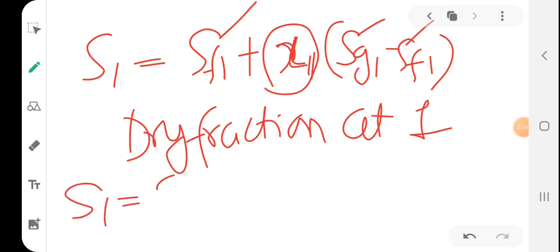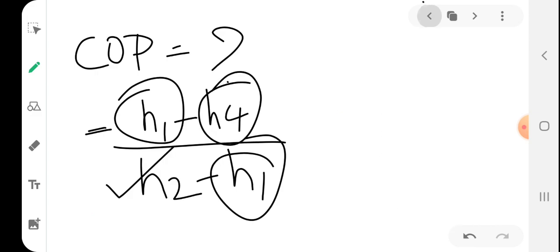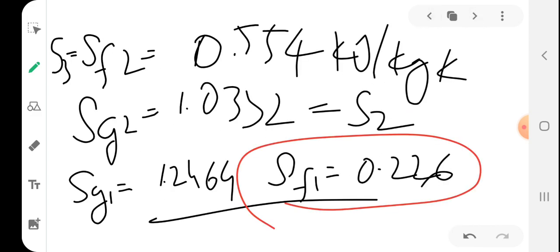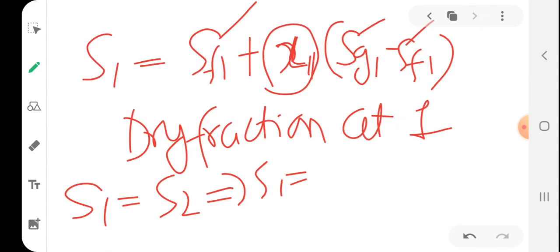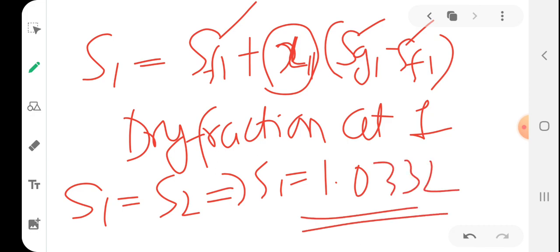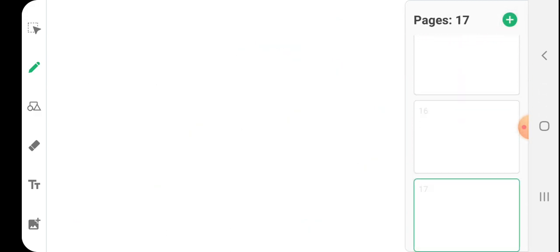So since S1 is equal to S2, because it is an isentropic process, S1 is equal to what? S2 is nothing but this value, right? 1.003. So that will be the same value of S1, 1.0332, right?